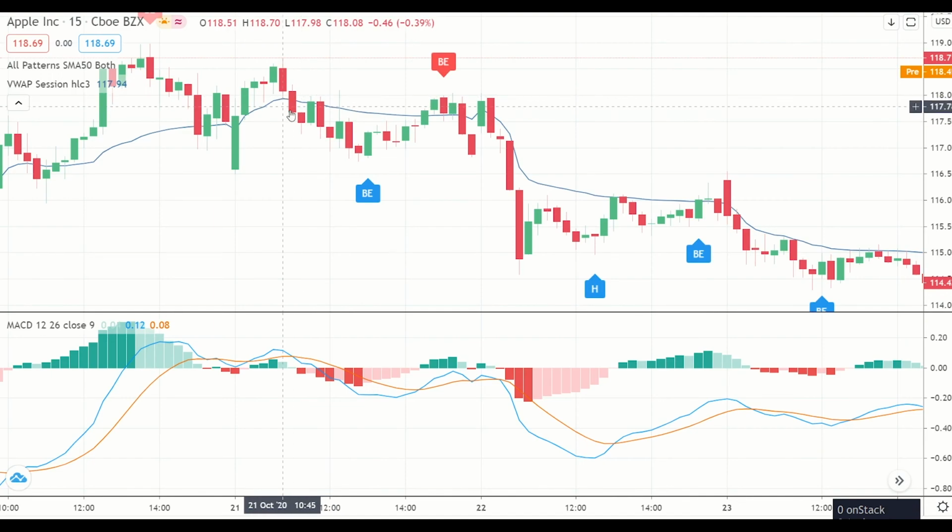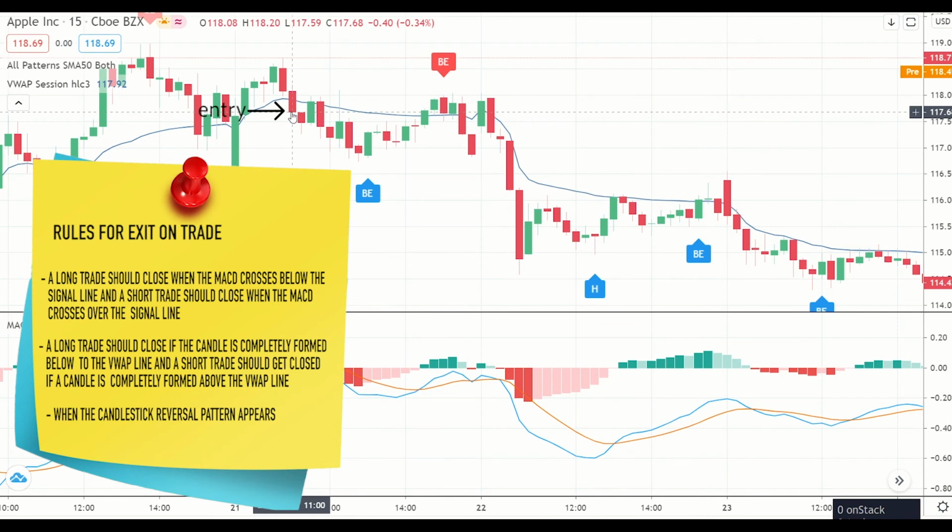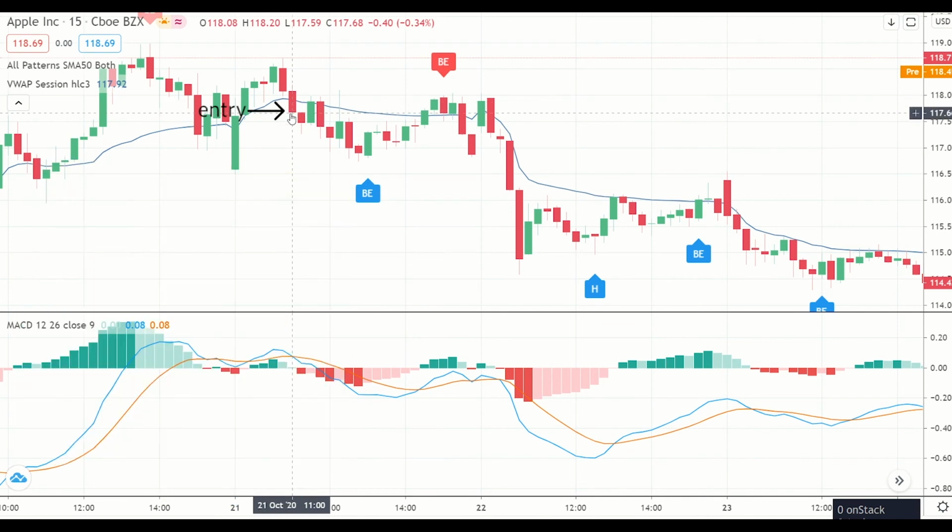So here we go in for a short trade. Here we take the short trade, and this is the red candle. And here the price gets closed below the VWAP, and here we are still in the trade and the MACD is still in our favor, and there the reversal comes in and we exit the trade, because here we can see how beautifully the market is getting reversed.